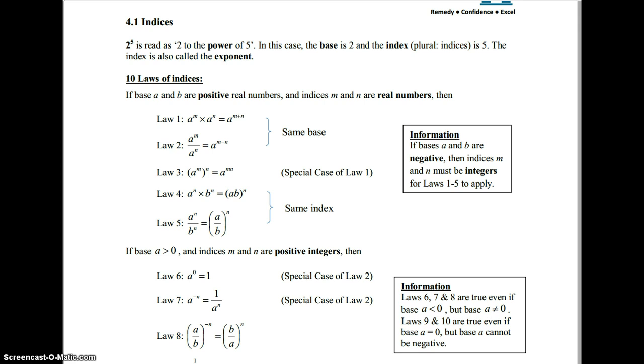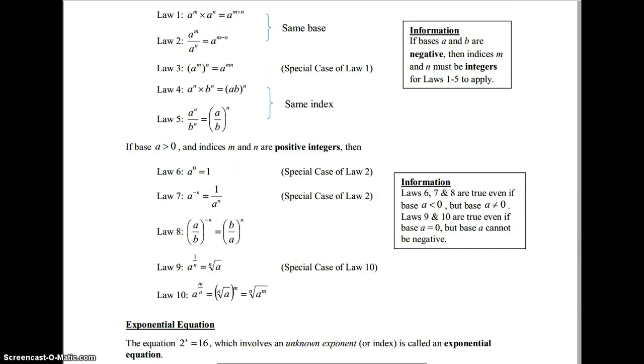Now there is some basic information on your right that you have to know. If the bases a and b are negative, then the indices m and n must be integers for laws 1 to 5 to apply. Let's move downwards. If the base a is more than 0, then indices m and n are positive integers. Then you have all these laws.